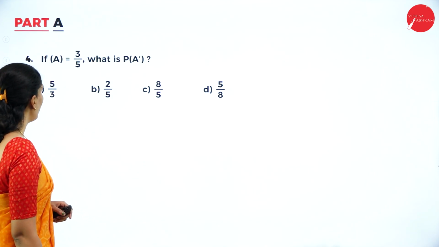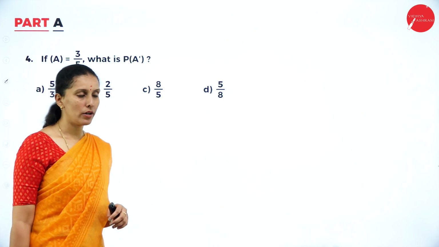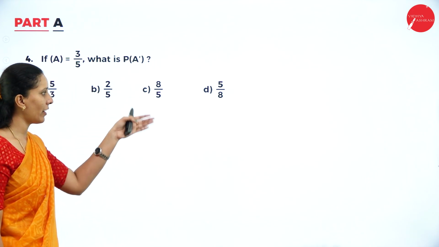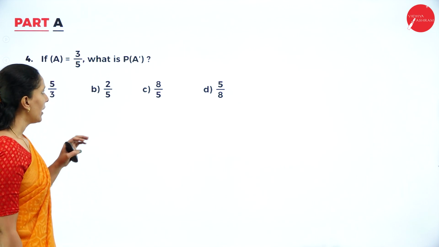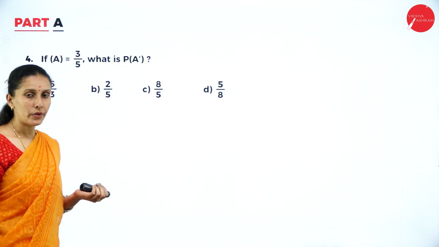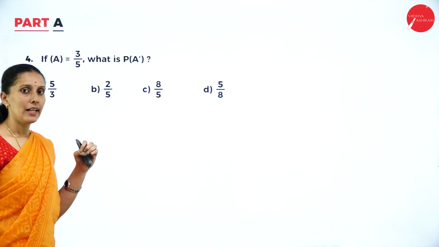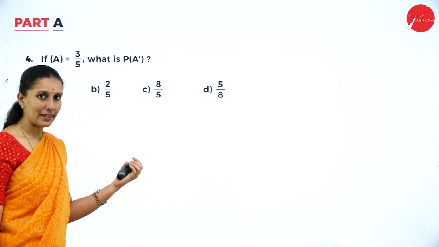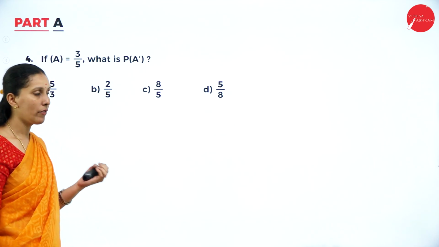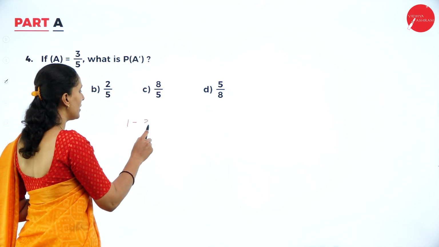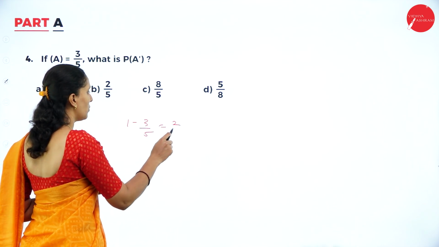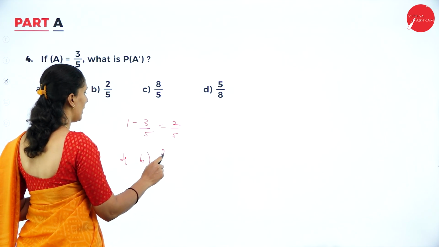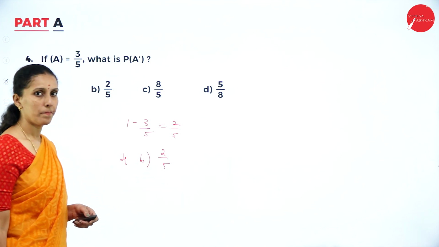Next. If P of A is equal to 3 by 5, what is P of A dash? Now, here we have 5 by 3, 2 by 5, 8 by 5, 5 by 8. So, we know that A and A dash are complement to each other. So, obviously, if you want to find out the probability of a complement event, then it is subtracted from 1. So, the value is 1 minus 3 by 5, which is equal to 2 by 5. Hence, for the fourth question, option B is the correct answer, that is 2 by 5.